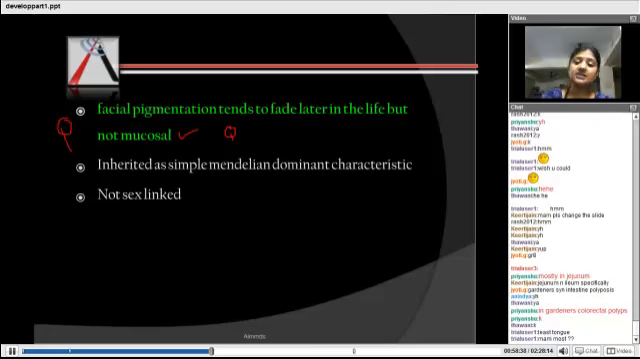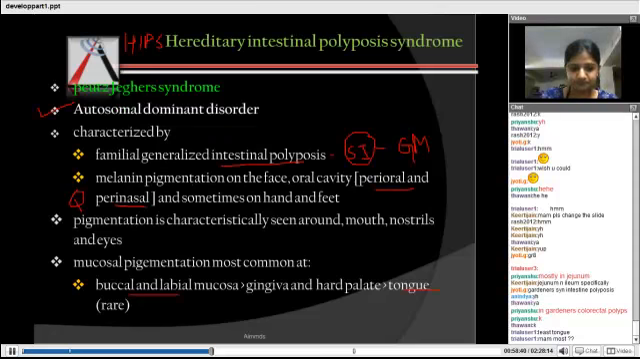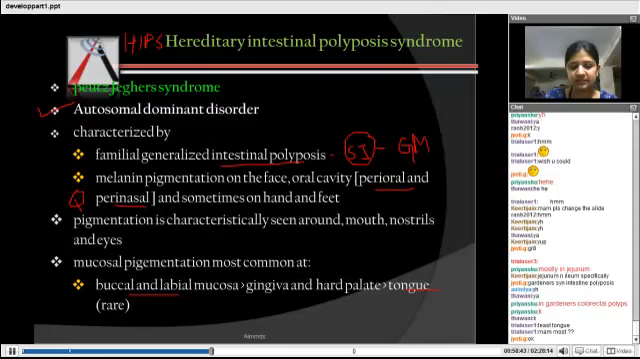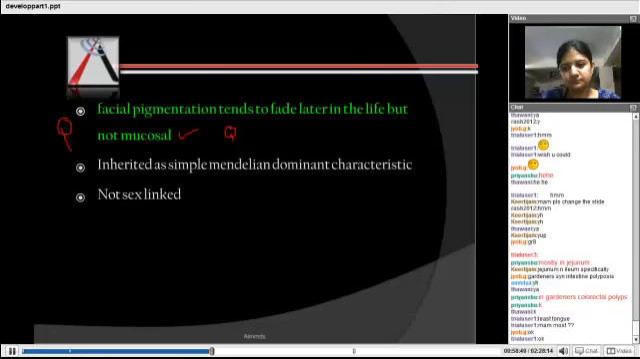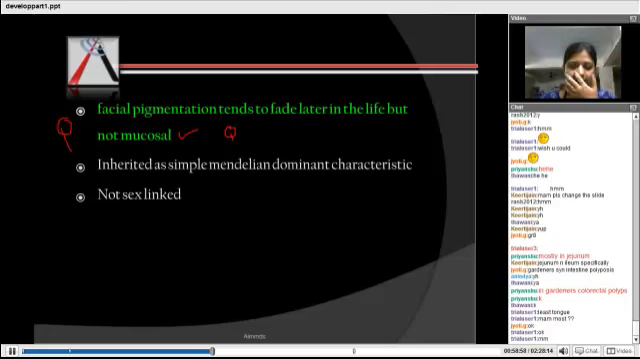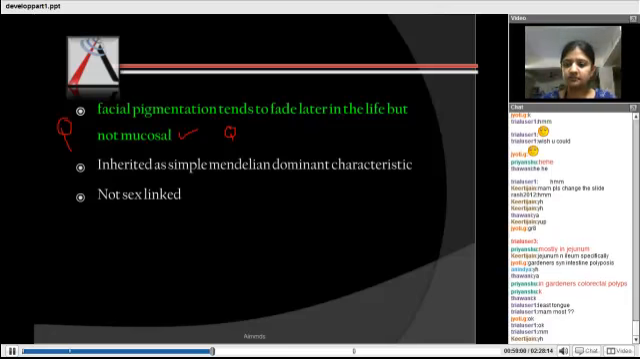Most pigmentation is on the labial and buccal mucosa, followed by the gingiva and the palate, and least in the tongue. Most and least are also important MCQs. So wherever you find most common in our notes or in our presentation, it will be MCQs again. This is inherited as a Mendelian dominant pattern. We've seen this. It's not sex-linked.